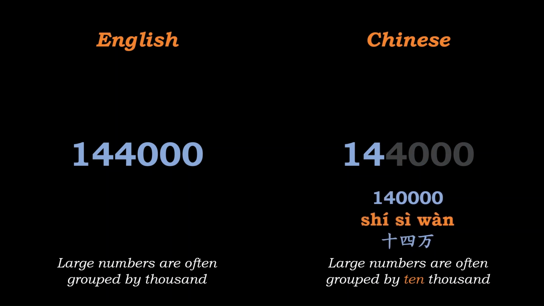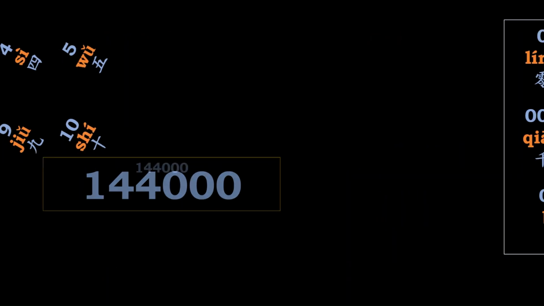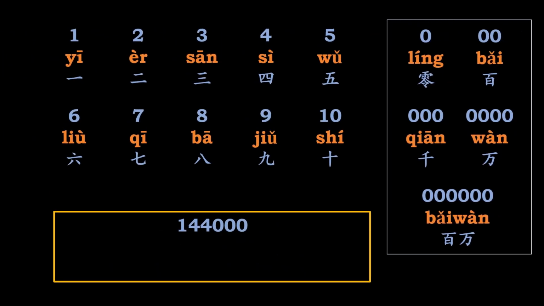And then we can easily deal with the remnant, no pun intended, which is 4,000, 四千. So in Chinese, 144,000 is expressed like this: 十四万四千.